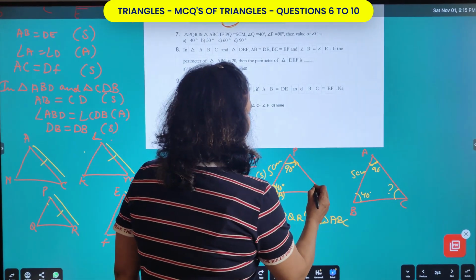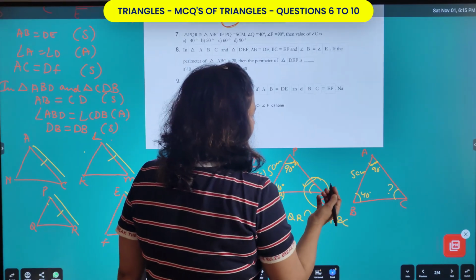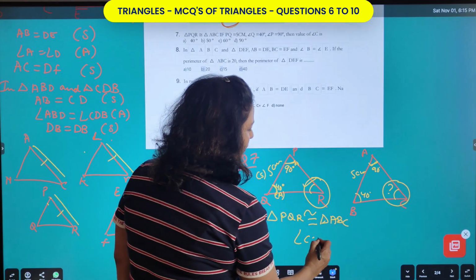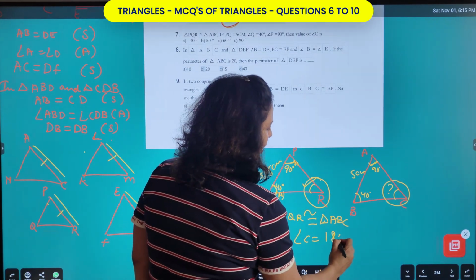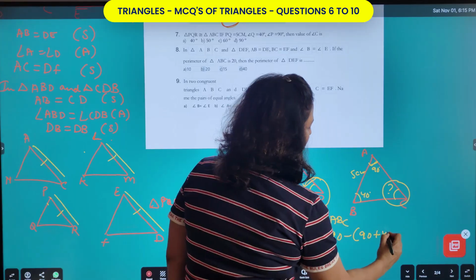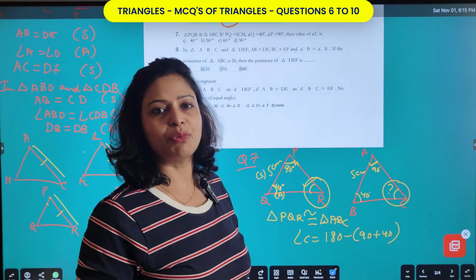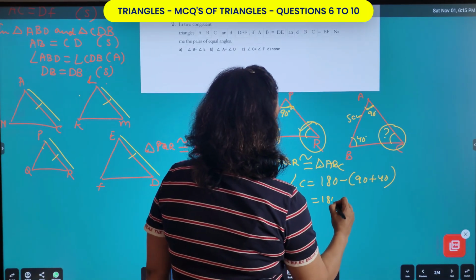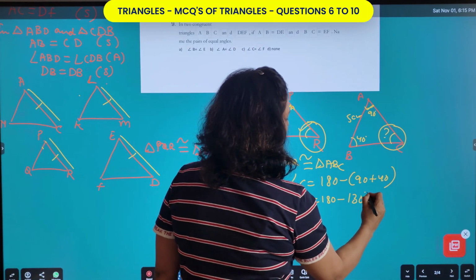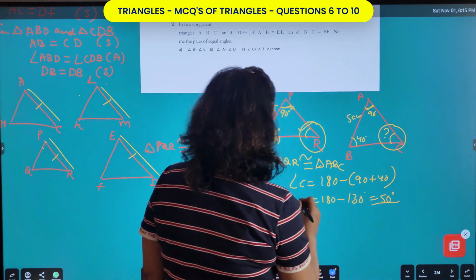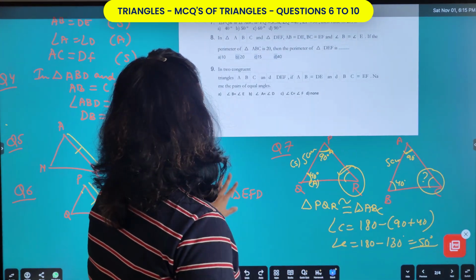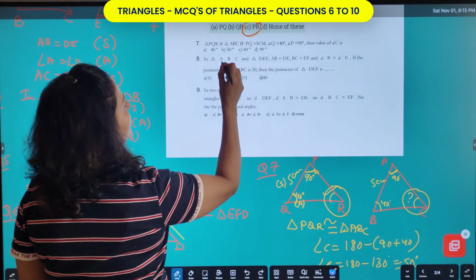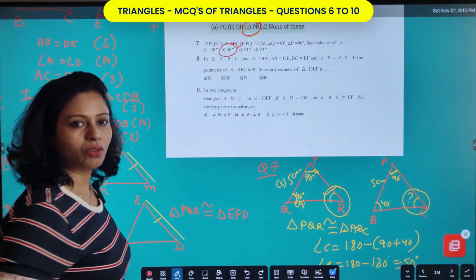Now we can find out angle R, and here also we can find out angle C. So angle C will be, we subtract from 180 the sum of the other two angles. This is based on the angle sum property of a triangle. So when we subtract from 180, 90 plus 40 is 130, so we get 50 degrees. So angle C will be 50 degrees. So that is the option: C will be 50 degrees.